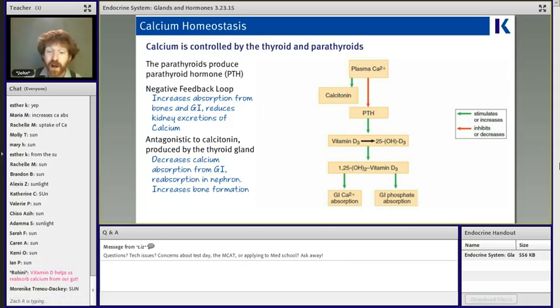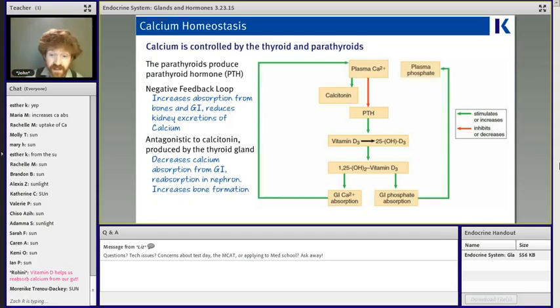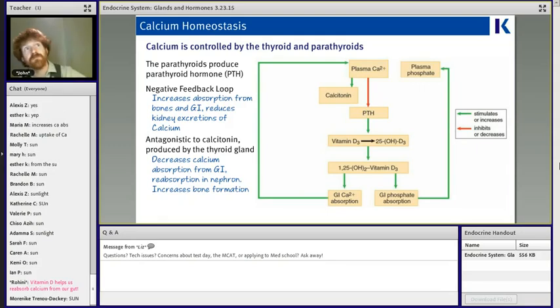So of course, it's going to cause GI calcium absorption, as well as phosphate absorption. Remember, we're treating calcium and phosphate as pretty much the same thing here. It has the same net effect. Both of those will increase your plasma calcium and phosphate levels, and of course, calcium directly gives you more calcium in the plasma, as you can see on the top there.